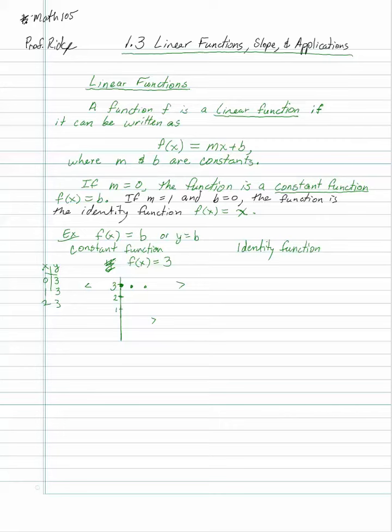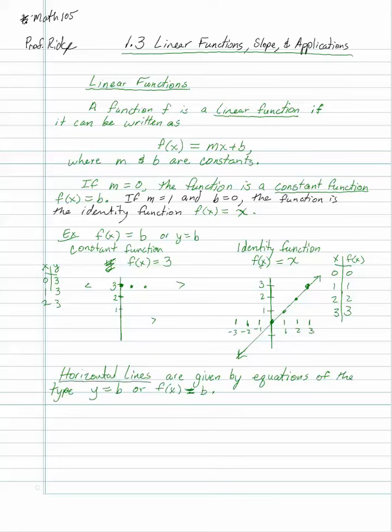And then the identity function, say y equals x or f of x equals x. Whatever you put in for x, that's what your y value is. So 0, 0, 1, 1, 2, 2, 3, 3, and so on. And that's my identity function, y equals x.